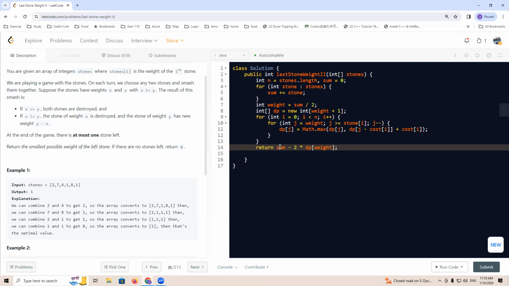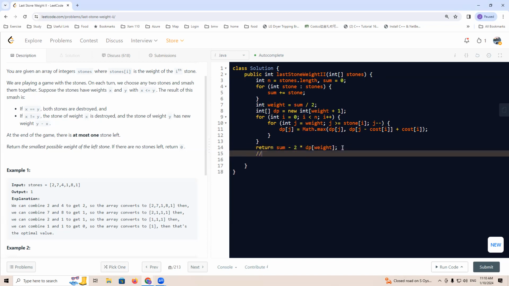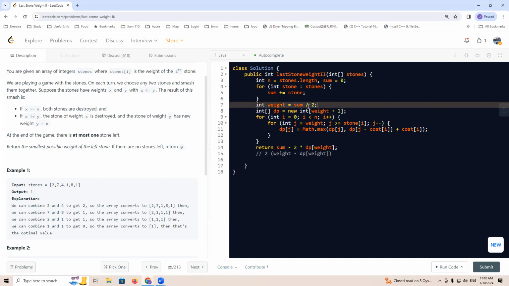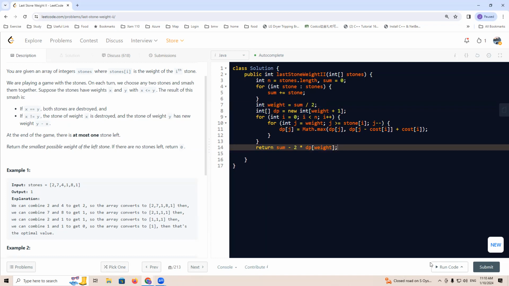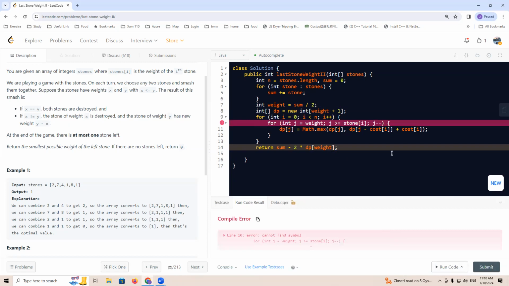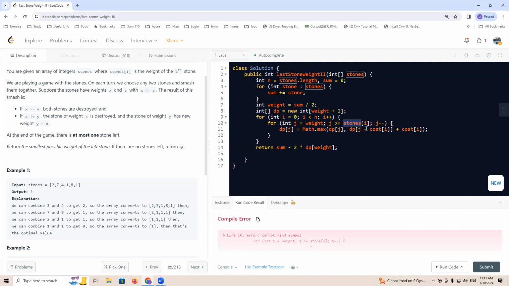Notice that we return this, instead of weight minus dp weight. That one will lose precision, because if, for example, this is 2.5 and we convert to int, the weight will be 2. So we use this kind of result.